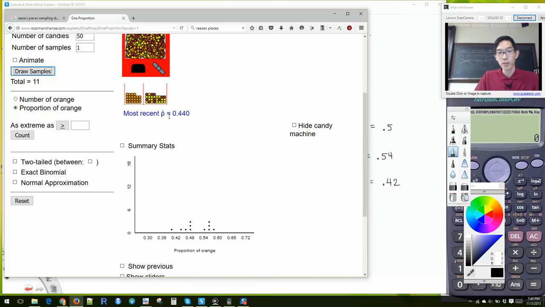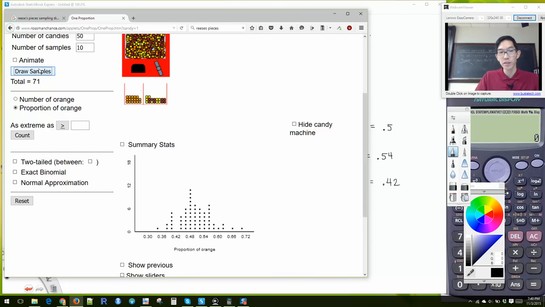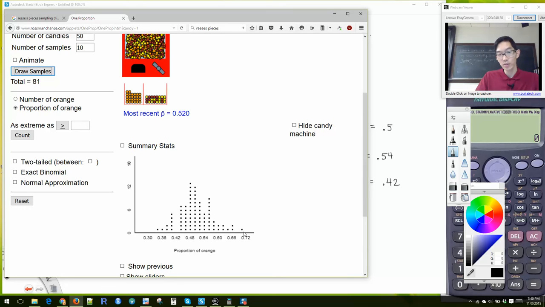So every time I go, this time I got 44%, and we're building this up. So we can start going, 10 at a time. Okay, and then we did 10 more, and it did this, and we're adding 10 more dots at a time to our plot. We can see that sometimes, this time we got like 70% orange, and over here we got something down at 34% orange, but most of the time we're getting something close to the middle, right?